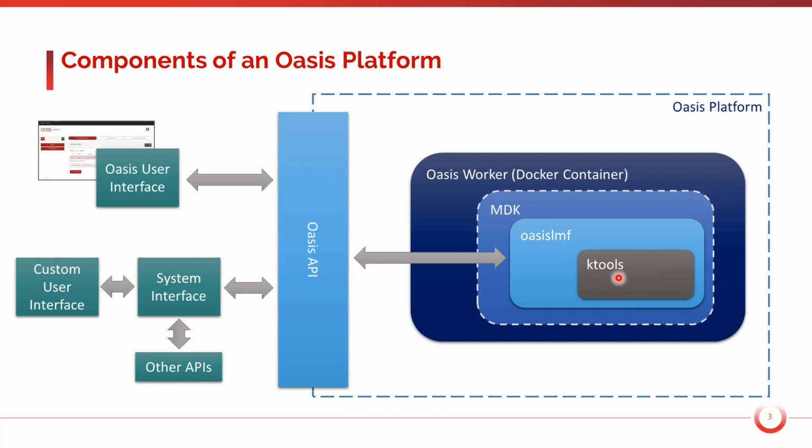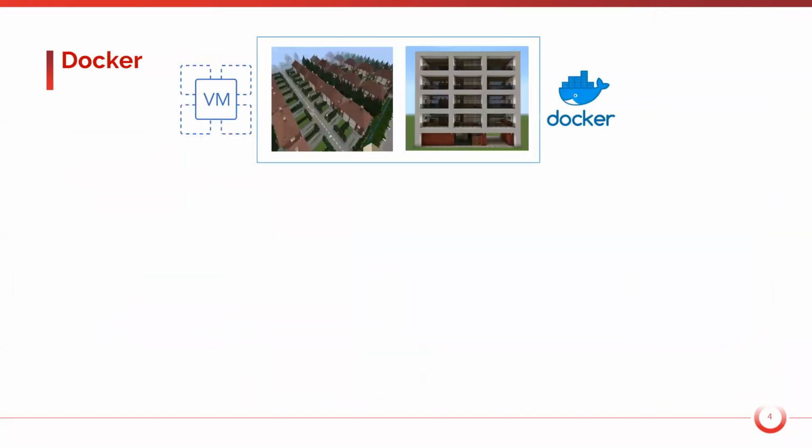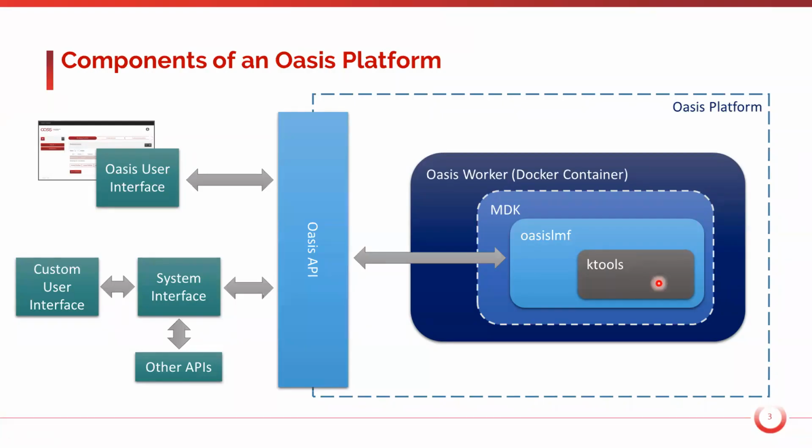K-Tools itself stands for the kernel tools, and it's the core calculation engine that Oasis uses. These are the very high performance C++ components that run the actual Monte Carlo simulation itself, generate the ground-up losses, and apply the financial terms and conditions to those simulated losses. And this sits right at the heart of the Oasis deployment.